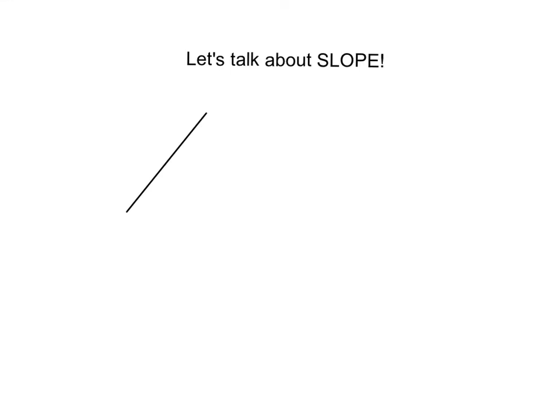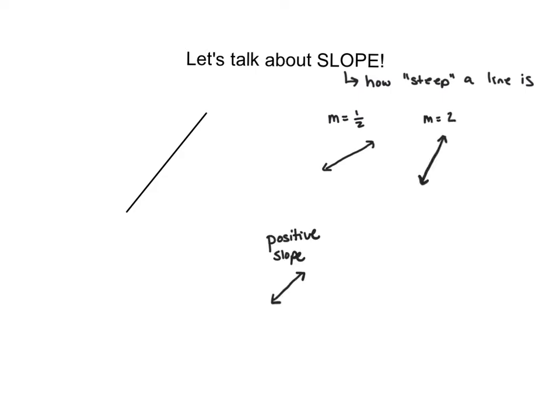All right, let's talk about slope and what we remember from our algebra class. So slope is a term that we use to discuss how steep a line is. The higher the number, the steeper the line is. Slope can be positive or negative. A line can have a slope of 0, or a line can have a slope that is undefined.